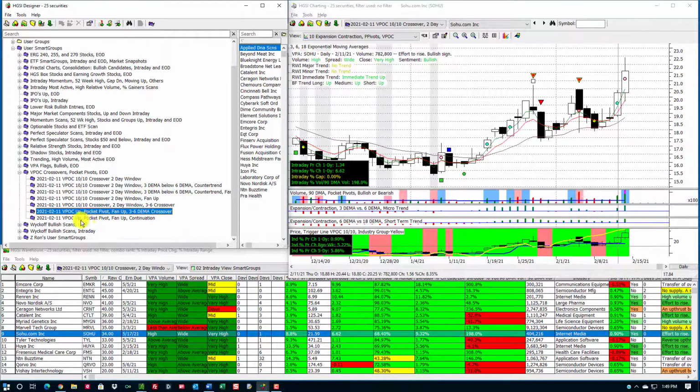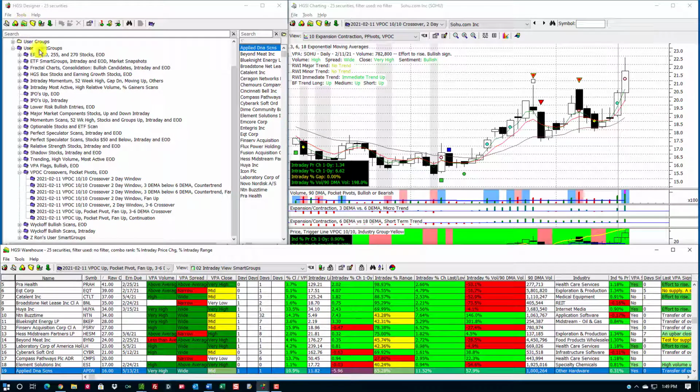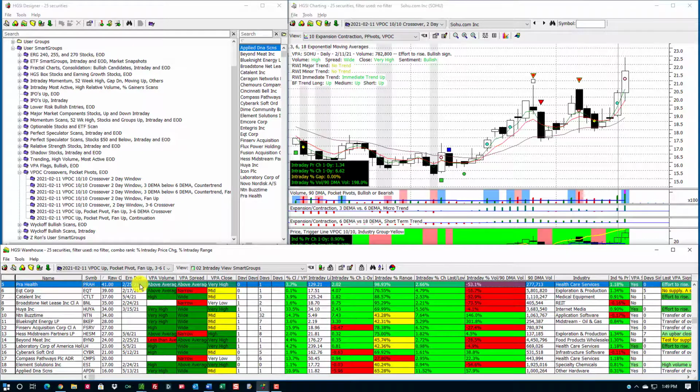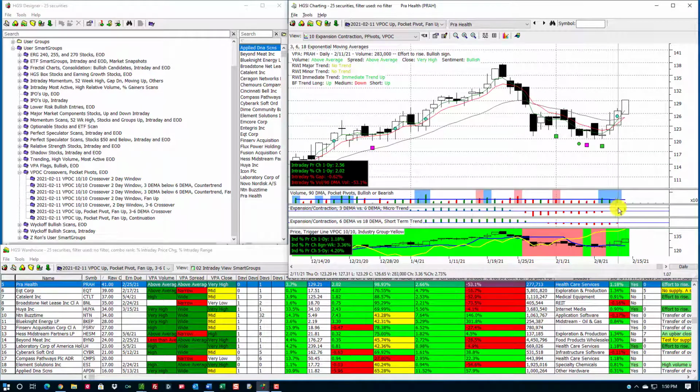All right. Now this one is VPOC up. This one includes pocket pivots and 3-6 crossover. I don't like to add too many indicators to each of these, but I just thought I would throw these 2 in, and it would require pocket pivots also.